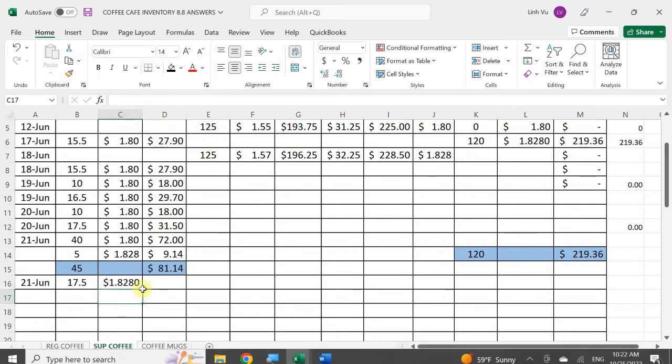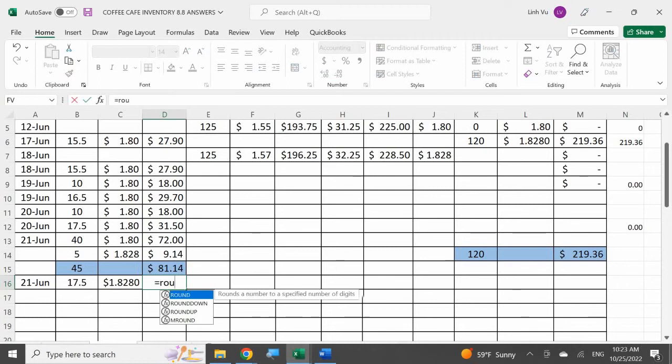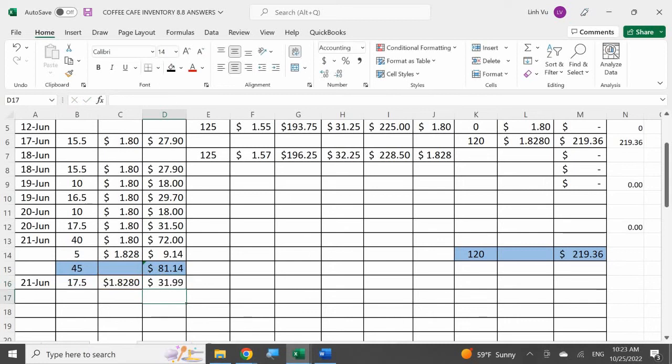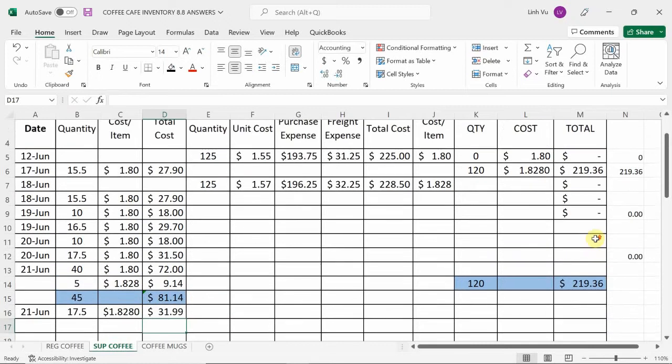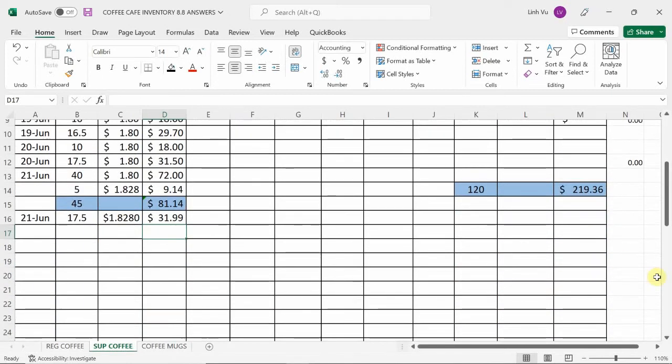So what is my total cost of goods sold if I sold 17 and a half pounds at 1.2828? $31.99. So therefore, let's go ahead and update my inventory. Was it $31.99?